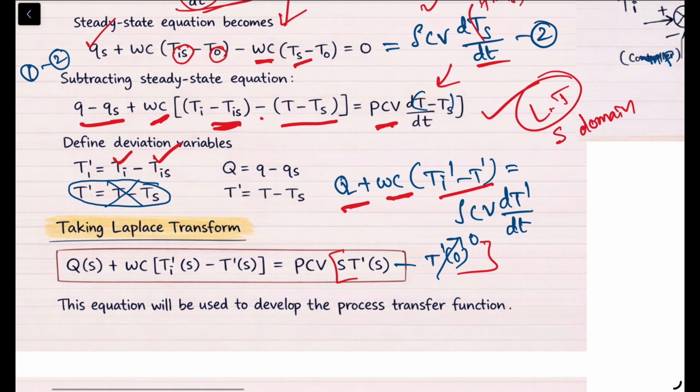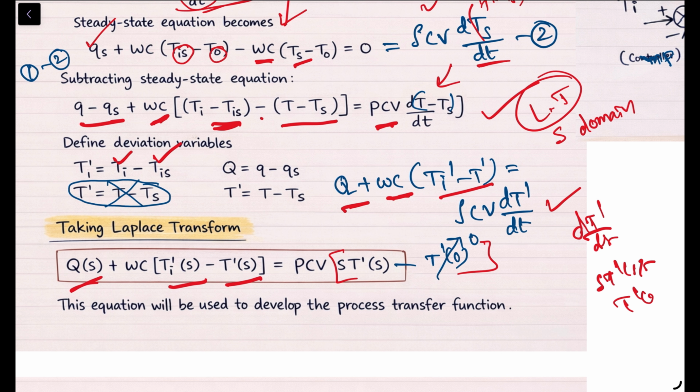Now apply the Laplace transform. Then Q dash becomes Q dash of s, and WC into (Ta dash of s minus T dash of s) equals rho Cv into dT dash by dt. We know the Laplace transform of dT dash by dt is s into T dash of s minus T dash of 0. We know T dash of 0 is 0, since there is no change with time. So now we got the equation, but it's not the final equation. We still need to do some rearrangement.